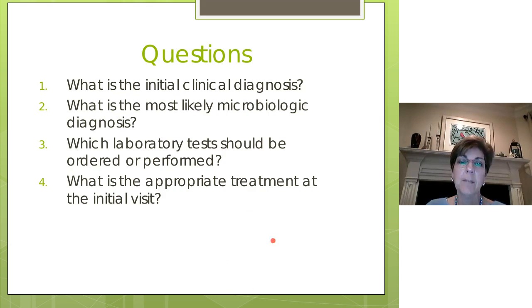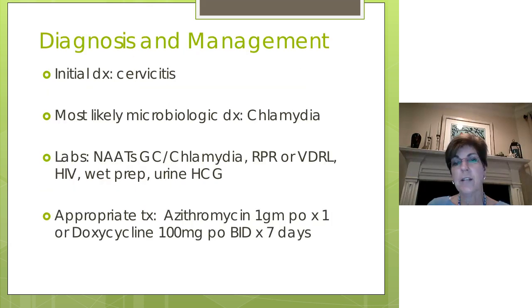Okay, so we said that the most likely diagnosis is going to be chlamydia. What would be the appropriate treatment for that, since it's on the next slide? For chlamydia. 2 choices. Azithromycin, or what's the alternative? Doxycycline. Okay, azithromycin or doxy.